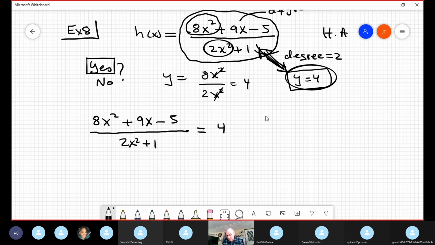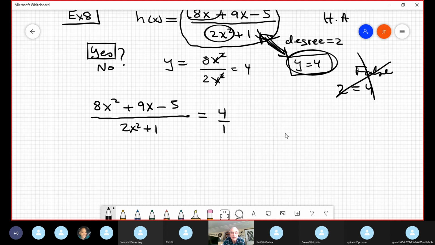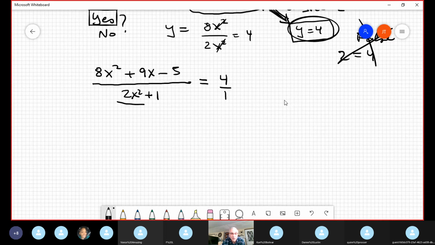Okay? This is classical in algebra. When you want to intersect two things, you enforce this is equal to that. You manipulate the algebra. And we discover, no, it's a contradiction. How do you discover a contradiction? When you get 2 equals 4. It's a totally false statement. It's a contradiction, so therefore it never crosses. Or you get an x value to satisfy this. Okay, I propose for solving this equation, cross multiplication. You multiply 2x squared plus 1 times 4.